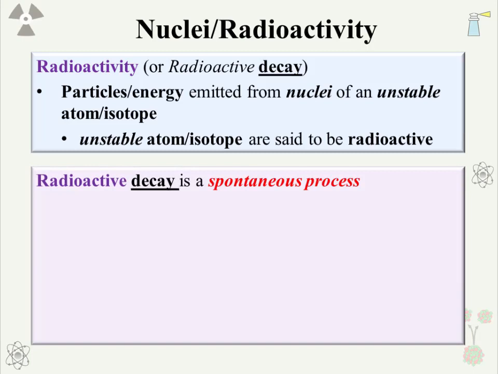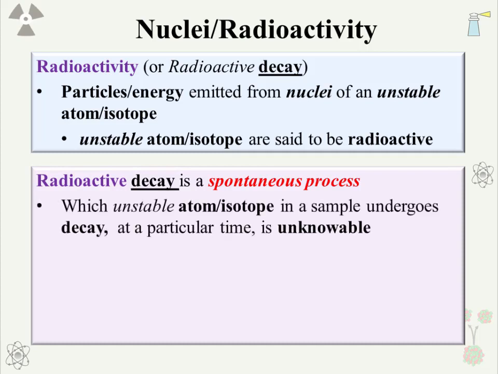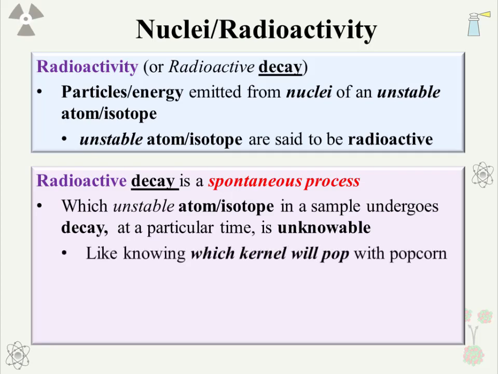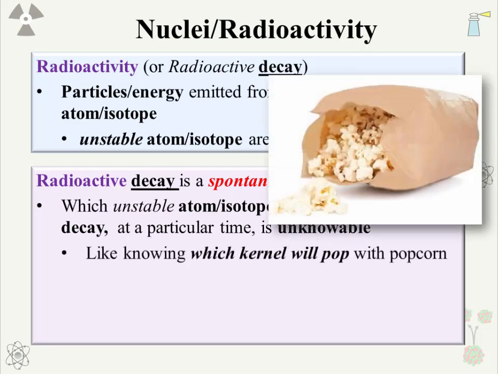Radioactive decay is a spontaneous process. Spontaneous does not mean fast, it means eventually, though that can be fast. At the isotope level, there is uncertainty. That is, which unstable atom or isotope in a sample will undergo decay at any particular time is unknowable. It's like knowing which kernel will pop when making a bag of popcorn. Individually, the kernels pop at random times, but the overall pattern of popping is knowable.